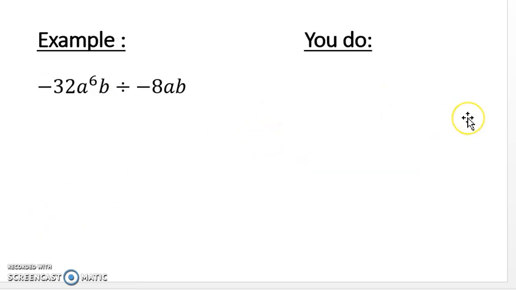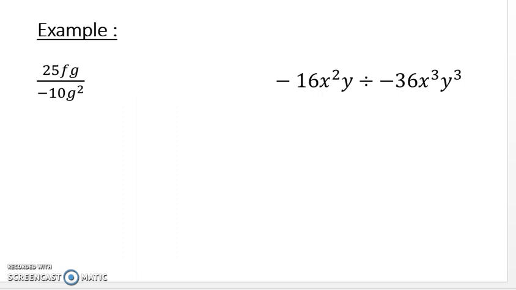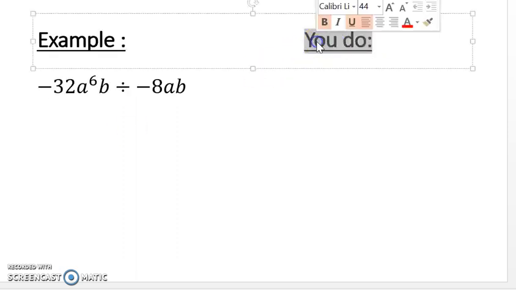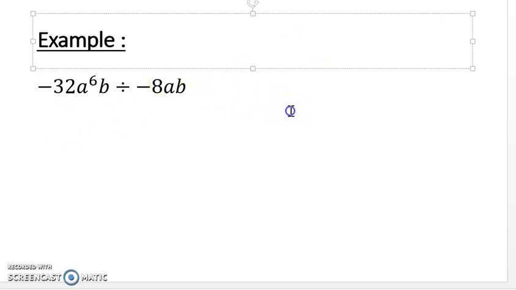All right, one more example. Let me just check how many more examples. Oh, we've got a couple more examples. I think this is just not supposed to be there. Let's get rid of that. So we are dividing here.